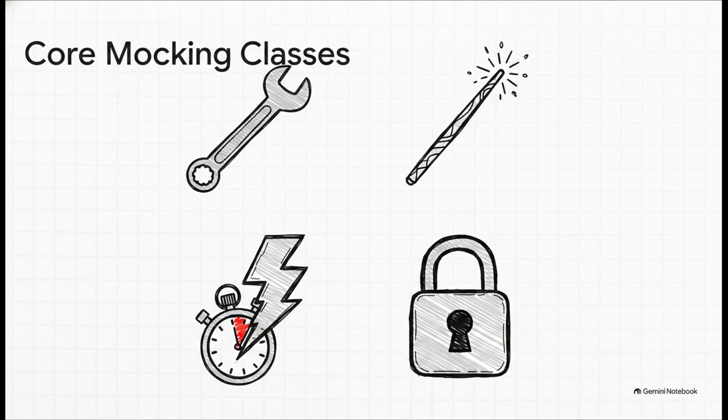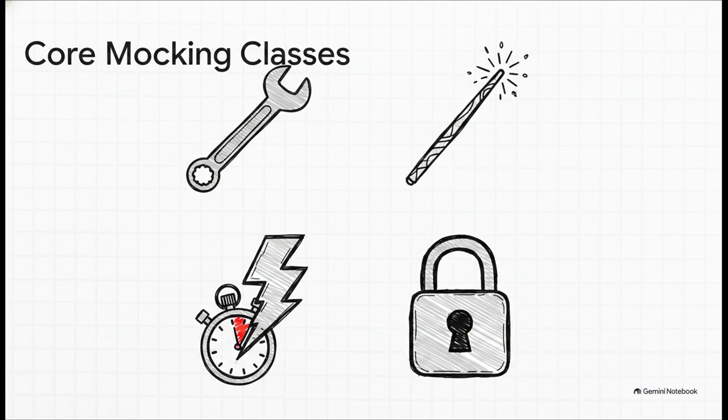You've got the base Mock class for standard functions. Then there's MagicMock, which is awesome because it comes pre-configured to easily handle Python's magic dunder methods like __len__ or __iter__. Working with modern asynchronous coroutines, no problem. AsyncMock is natively built to handle await keywords without blowing up your test loops.